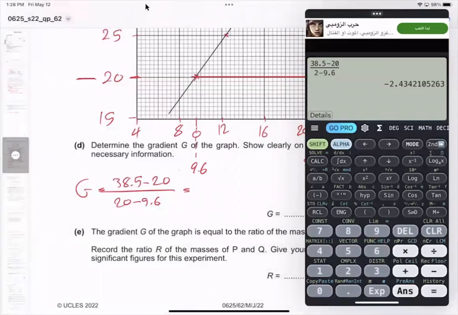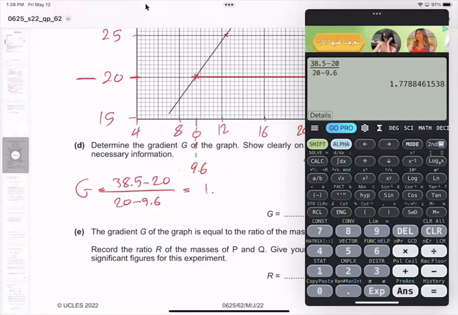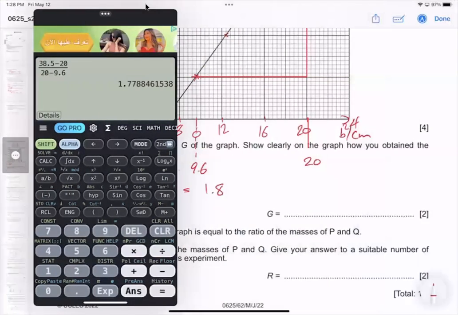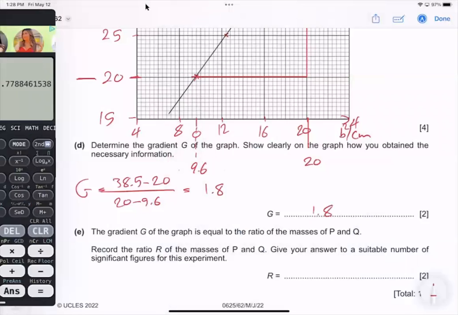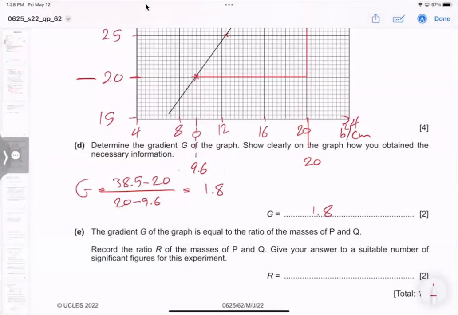Why is it negative? 20. It's 1.8. 1.8 without unit. Why? Because it's centimeter over centimeter. The gradient ranges from between 1.6 to 1.9.